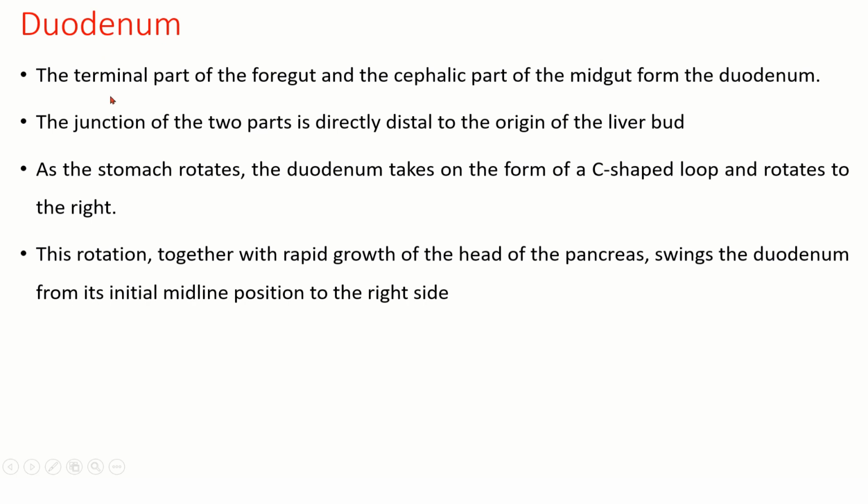Duodenum. The terminal part of the foregut and the cephalic part of the midgut form the duodenum. The junction of the two parts is directed distal to the origin of the liver bud. So as the stomach rotates, the duodenum takes the shape of a C and it rotates to the right. The rotation, together with rapid growth of head of pancreas, swings the duodenum from its initial midline position to the right side.